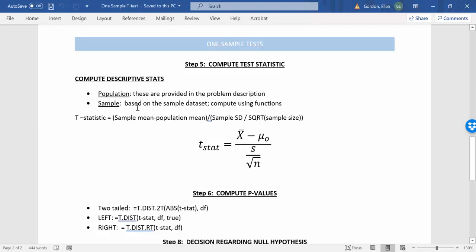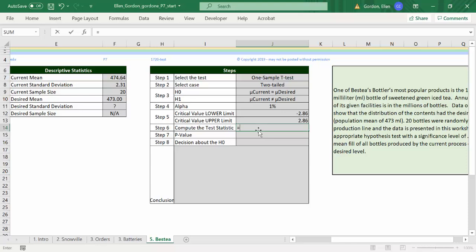The next step is to compute the test statistic. First, you need to compute the descriptive statistics, which we already have done. Now we can compute the t-statistic. This is the t-score for our sample mean. The formula is the sample mean minus the population mean divided by the sample standard deviation divided by the square root of the sample size.